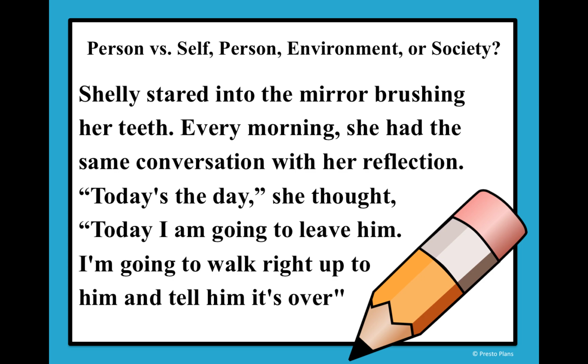Shelley stared into the mirror, brushing her teeth. Every morning, she had the same conversation with her reflection. Today's the day, she thought. Today, I am going to leave him. I'm going to walk right up to him and tell him it's over. Which type of conflict is this? Person versus self. Yeah, our clues were she's staring into the mirror and she's having a conversation with herself. She's looking at the reflection of herself.